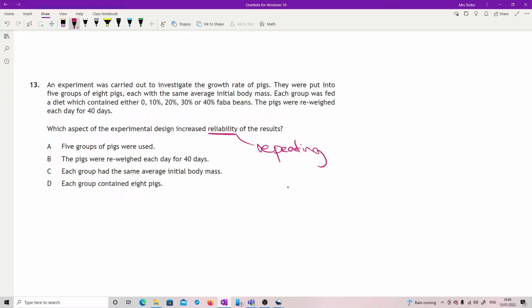Okay, 5 groups of pigs were used. Well, that's not reliability of the results, that's how much of a spread of information they had, because that was your 0, 10, 20, 30 and 40. So that's to do with the validity of design, it's not to do with reliability. Okay. Pigs were reweighed each day for 40 days. Again, that's experimental design, but that doesn't change the reliability of it. Each group had the same average initial body mass. Again, that's about your setup. Each group containing 8 pigs, however, I have now got an internal repeat running.